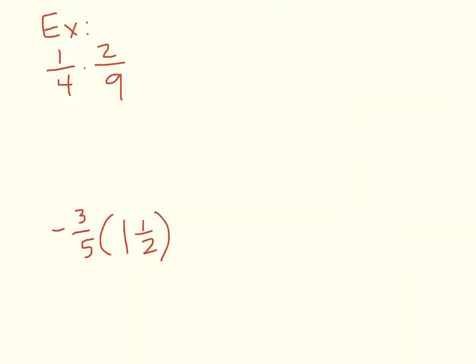Let's do a couple examples. Let's start off with the first one, 1/4 times 2/9. I'm going to do it first the very simple way. Multiply across, 2 over 36. And then I would simplify that to give me 1 over 18.